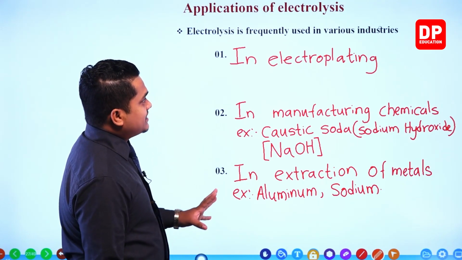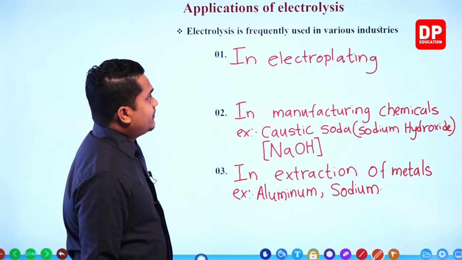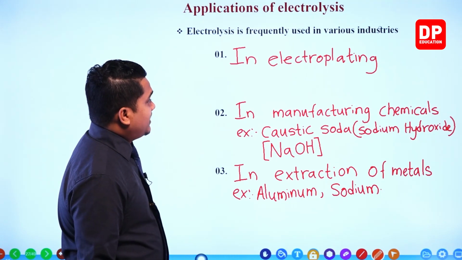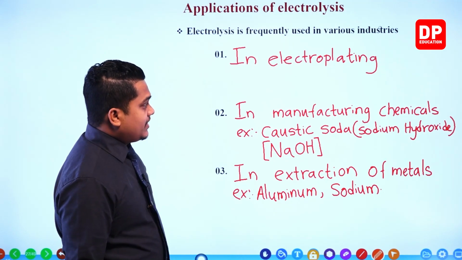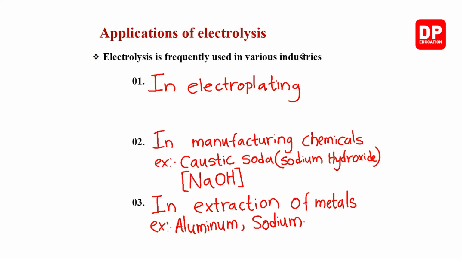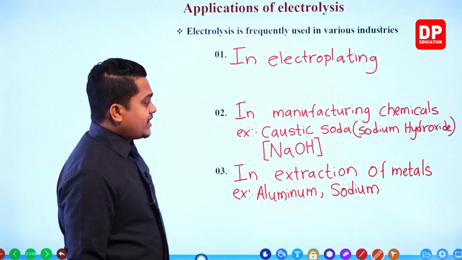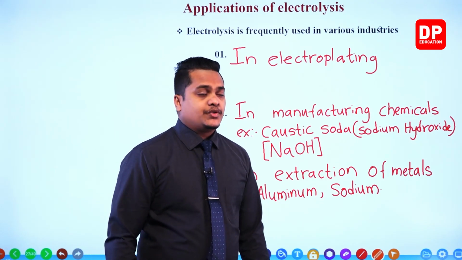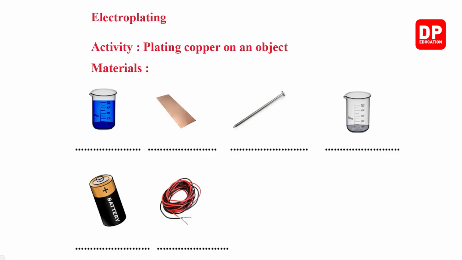So these are the industrial applications of electrolysis. In electroplating, we use the process of electrolysis. In manufacturing chemicals like caustic soda or sodium hydroxide, we use electrolysis. And for the extraction of metals like aluminium and sodium, we use electrolysis. Okay, right. So let's head on to observe the other contents.